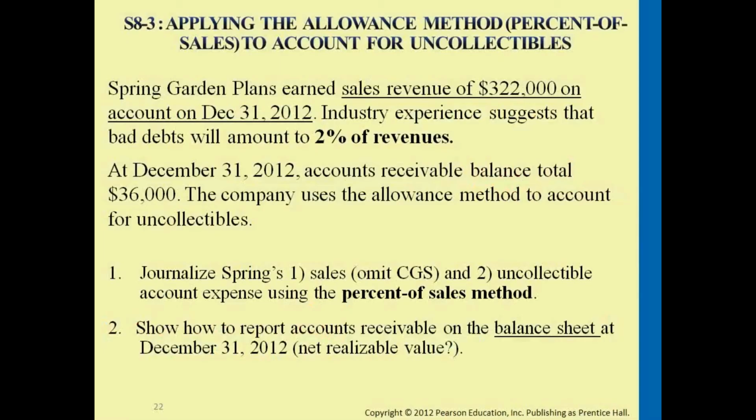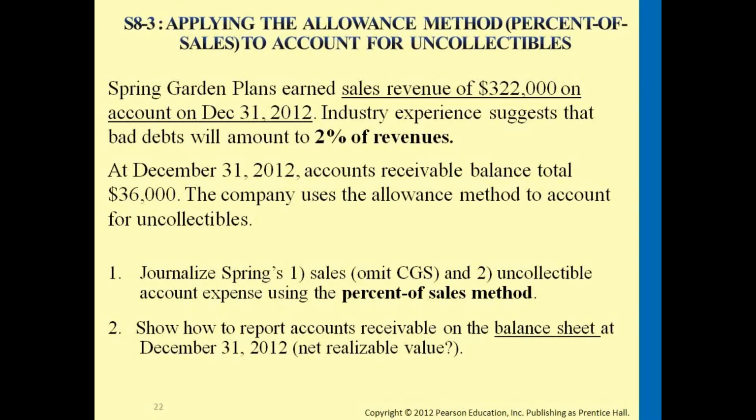Okay, let's work on an example, trying to see if we get the idea. This Spring Garden Plans problem tells us this company has sales revenue of $322,000 on accounts, meaning these are sales made on credit, by accounts receivable, not cash sales. Based on industry experience, 2% of revenues are usually uncollectible. We will not be collecting 2% of these.